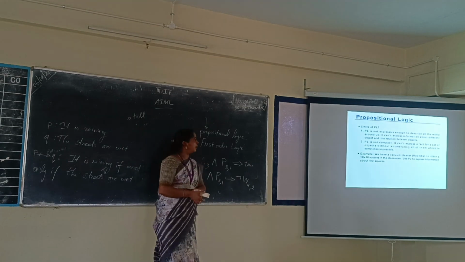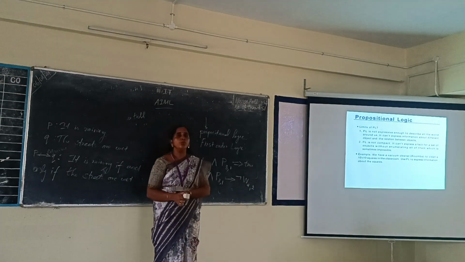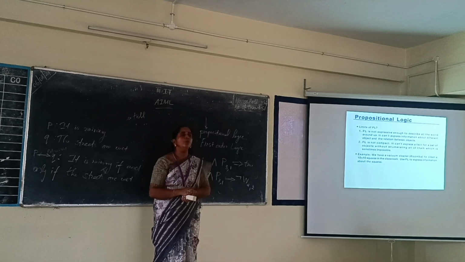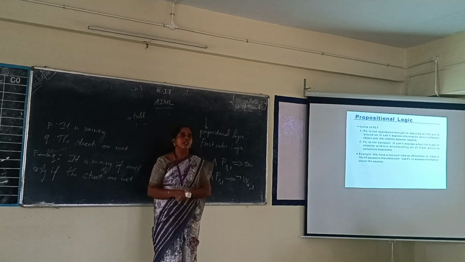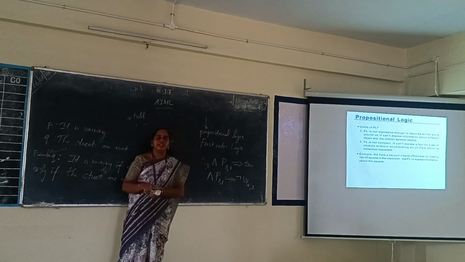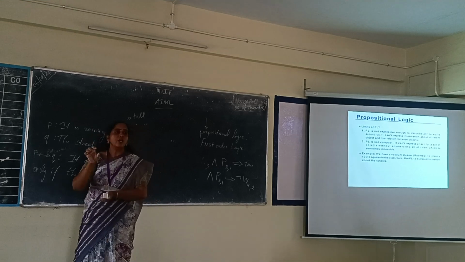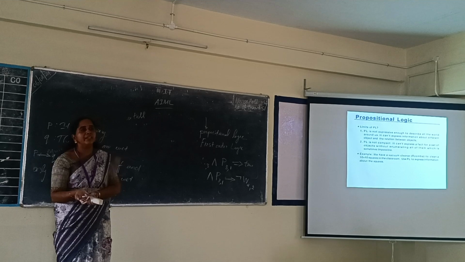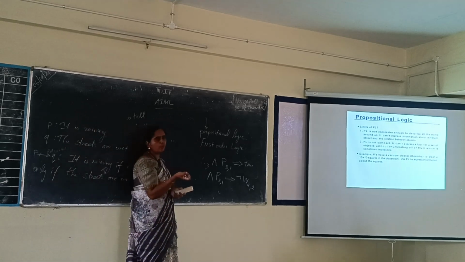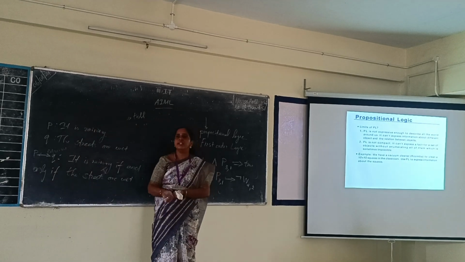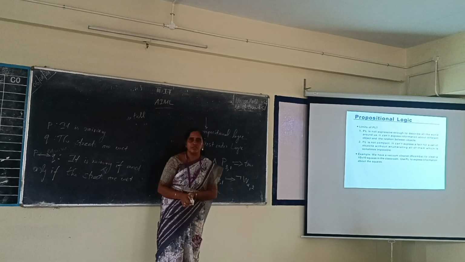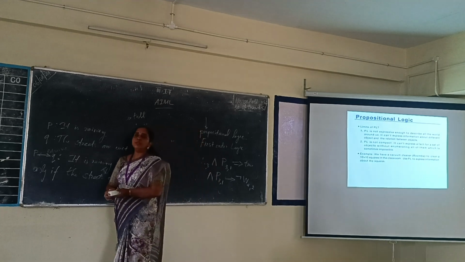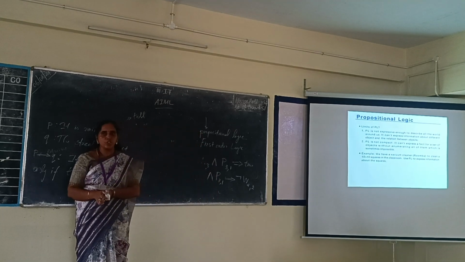The second limitation is that if you want to represent some of the rooms as clean, that is also not possible. That is, in the 1000 rooms, suppose some 500 rooms are clean, you need to represent the 500 rooms separately. So it is also a tedious process. So these are the two limitations of propositional logic.